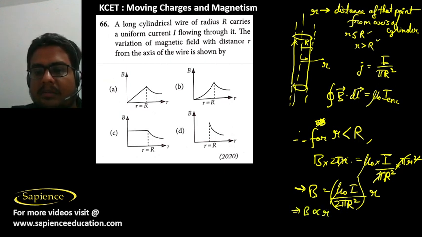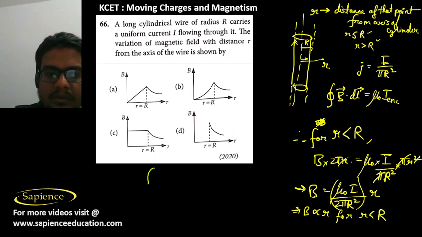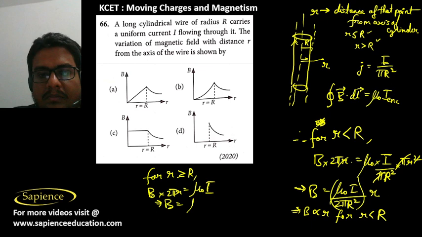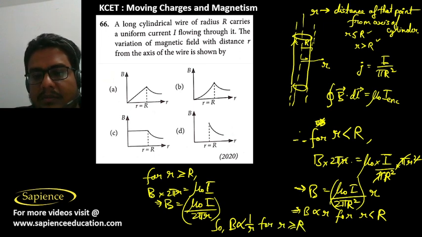So B is proportional to r for r less than R, and for r greater than or equal to R, we will write B into 2 pi r equal to mu naught I. So simply here B will be equal to mu naught I by 2 pi r. So here B is inversely proportional to r. So the magnetic field is inversely proportional to r for r greater than or equal to R.